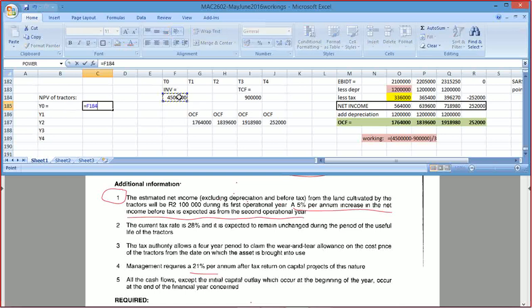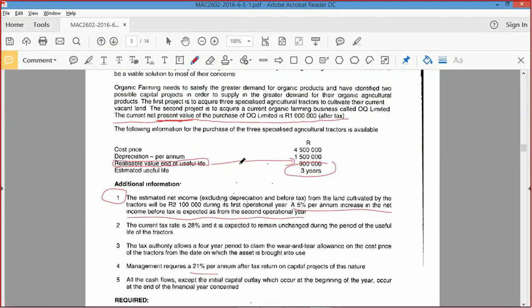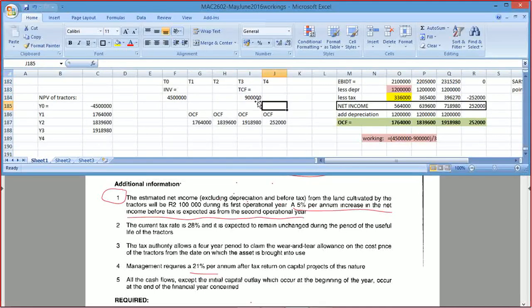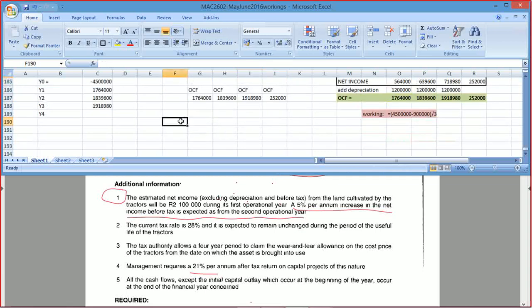Okay, Y0, this. Obviously negative. It's negative 4, yes. Then this. Then that. Then that. That plus TCF. Oh, be careful though. I need to fix the TCF. The TCF must be after tax. Because you're selling the asset at realizable value at the end of its useful life. Yes, sir. 900. Okay, so I need to do a calculation for TCF. Okay, let's do this at the bottom here.